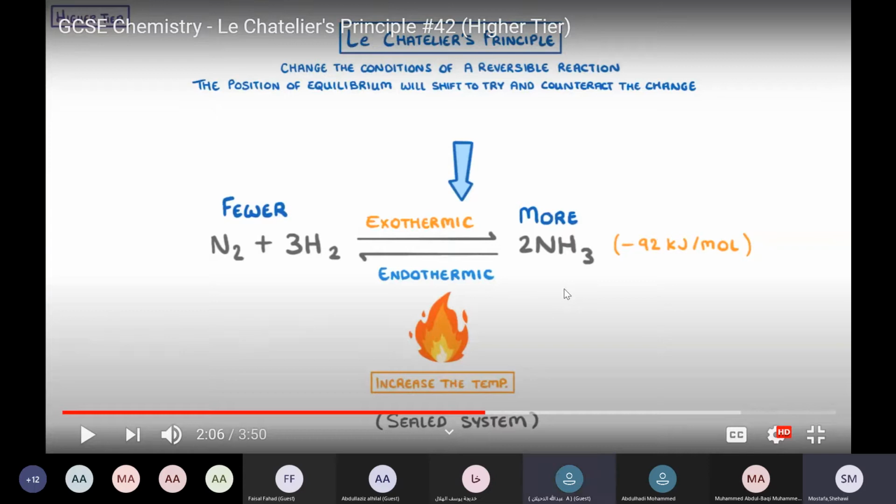Can you repeat the question, mister? I'll say the question again. Right now, I make a change by heating. I increase the temperature. The reaction will respond in a way that counteracts my change. So which direction will counteract my change? Exothermic or endothermic direction?